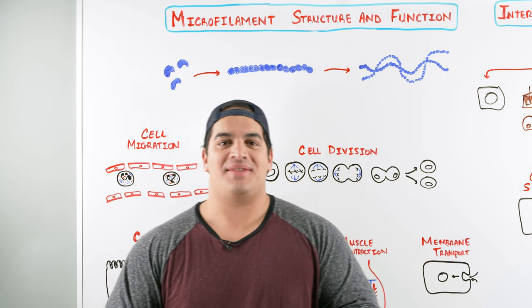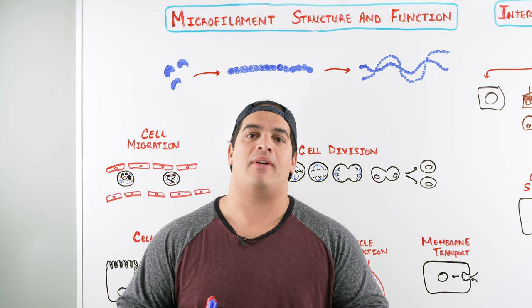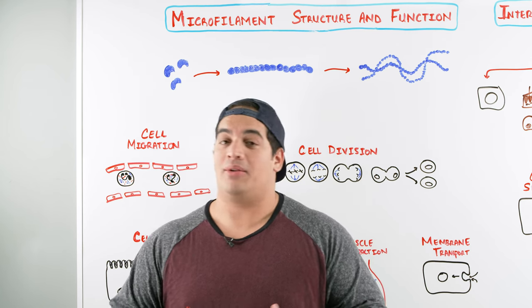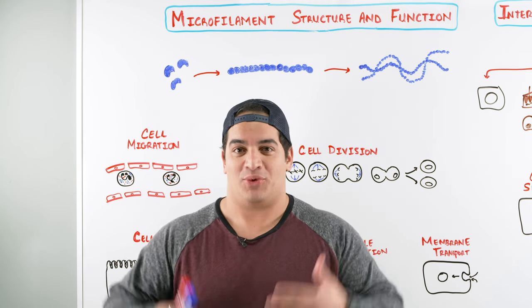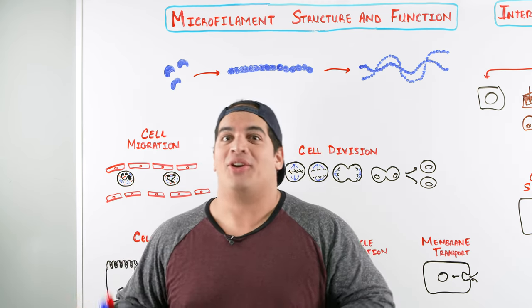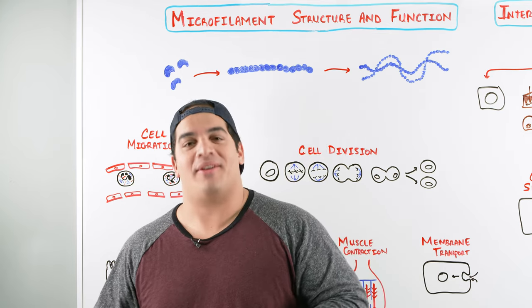What's up, ninja nerds? In this video today, we're going to be talking about the structure and function of the cytoskeleton. That includes microtubules, intermediate filaments, and microfilaments, which we'll go into each one individually, going over the structure and then subsequently their function.